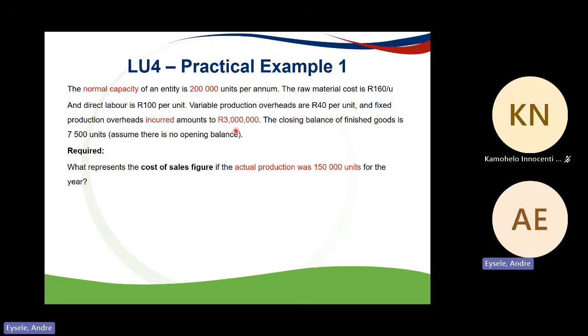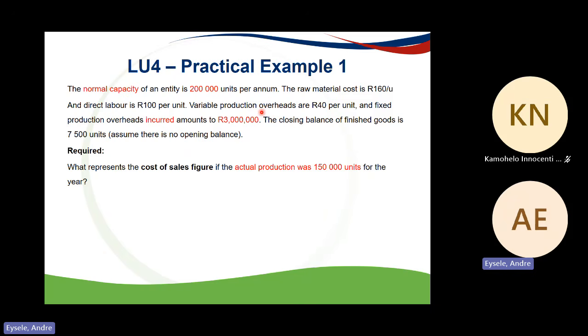Now we know we will have an allocation rate of 3 million divided by 200,000. Can you see we have a normal capacity of 200,000 and an actual capacity of 150,000? It is less. So we will have an under recovery. Your actual production is less, it's not greater. Therefore, you will have an under recovery. But let's go ahead and calculate the cost of sales figure.